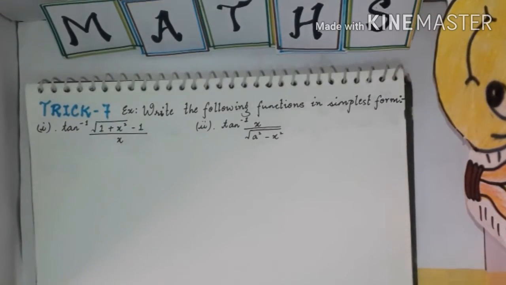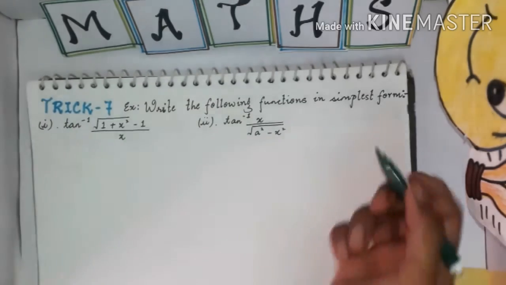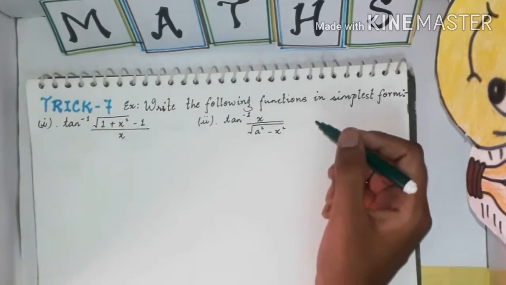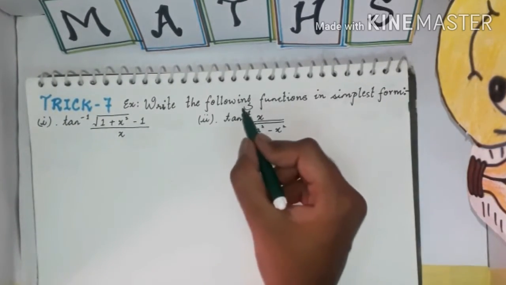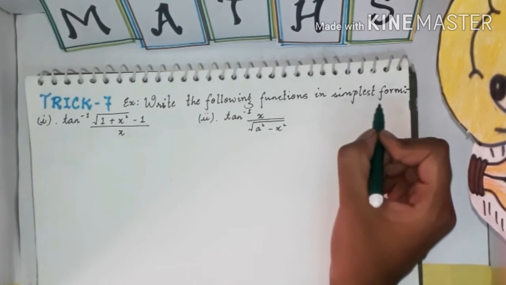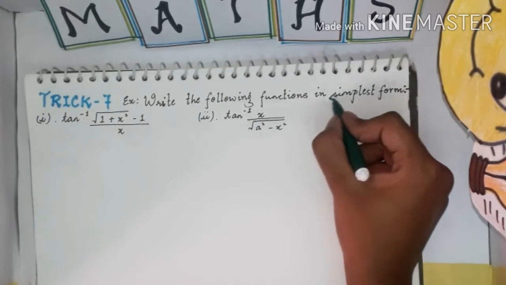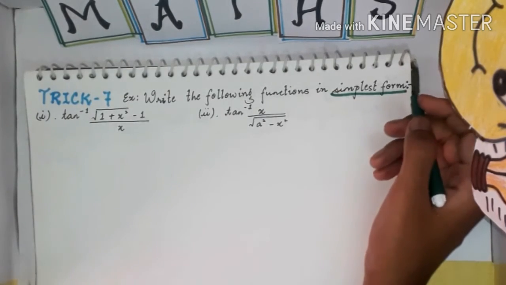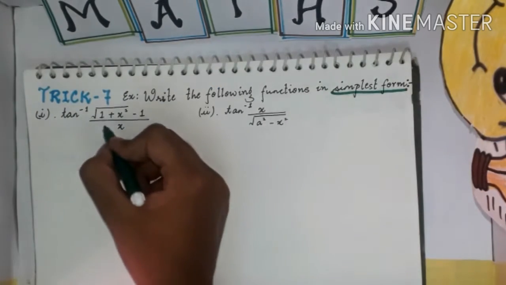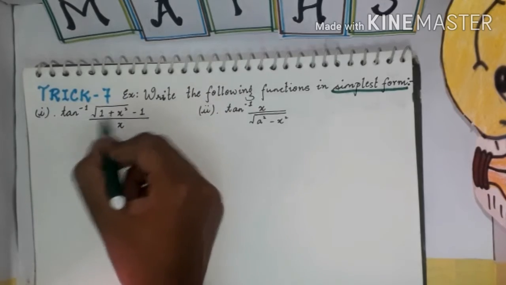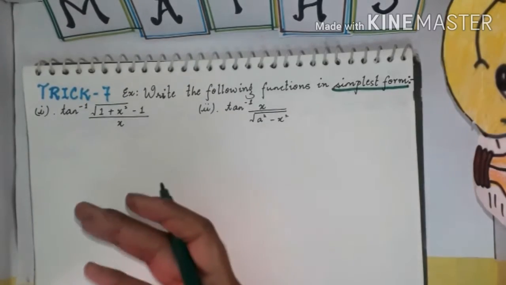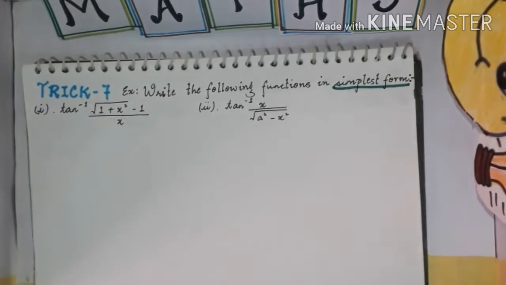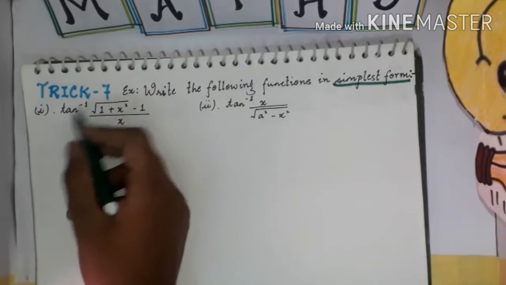Let's take up trick 7 for type 7. Here you will get questions of the form: write the following functions in simplest form. Here you have to find the simplest form of the function. Simple, what you have to do is you have to simplify it. Means you have to get a numerical value of this function. Remove this tan inverse.